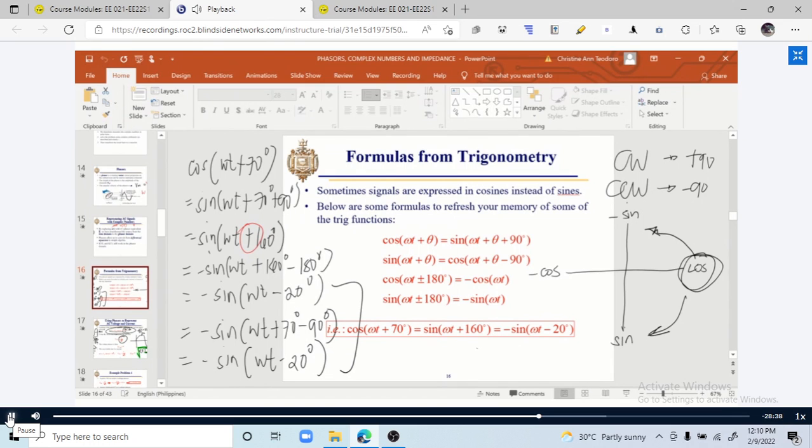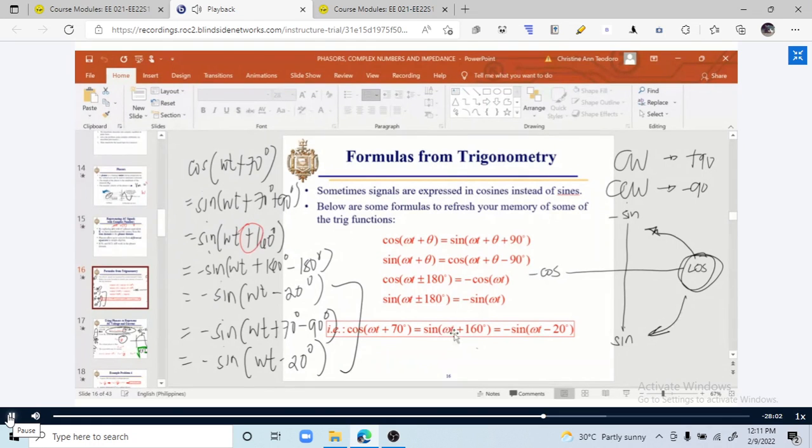Now, what if you have sine omega t plus 160 degrees, but your convention is negative sine, or you want to convert it into negative sine? So that is sine to negative sine, which is two quadrants covered. If we cover two quadrants, that is 180. So how will you determine if it is plus 180 or minus 180?